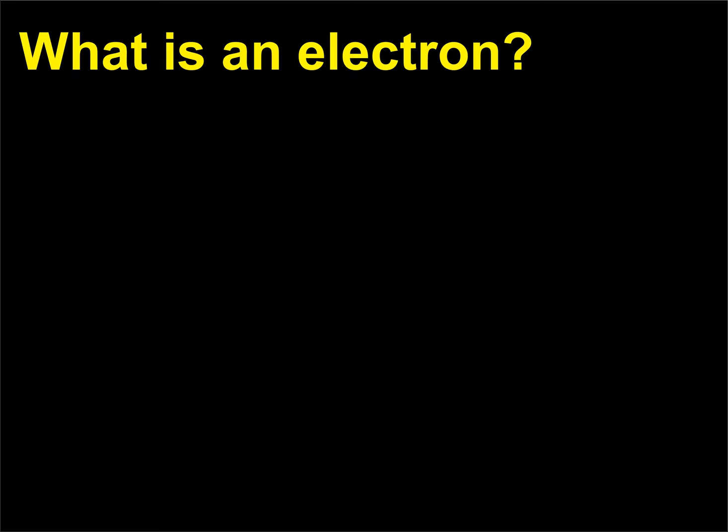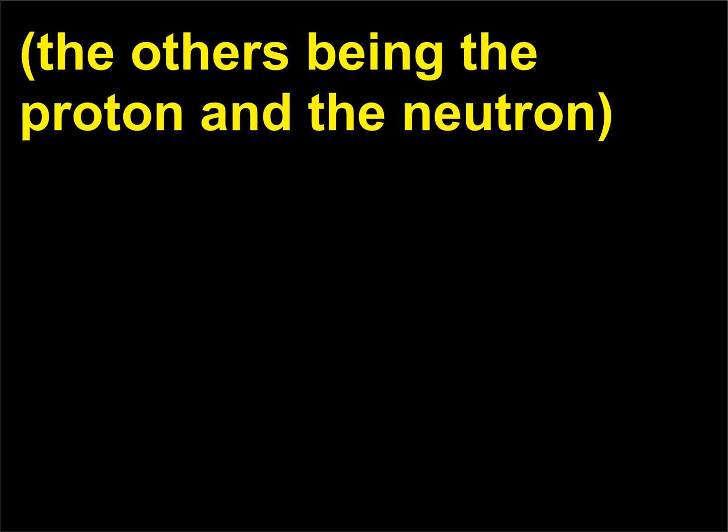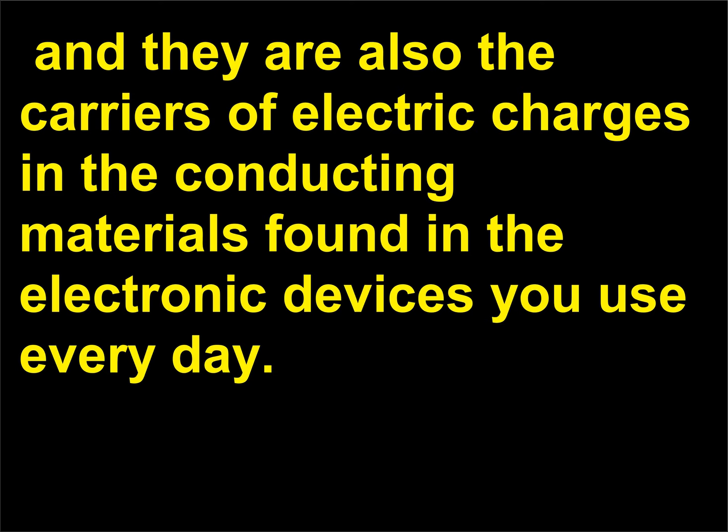What is an electron? The electron is a negatively charged subatomic particle, and it is one of three main subatomic particles, the others being the proton and the neutron that make up atoms. Electrons are responsible for bonding atoms together to make molecules. And they are also the carriers of electric charges in the conducting materials found in the electronic devices you use every day.